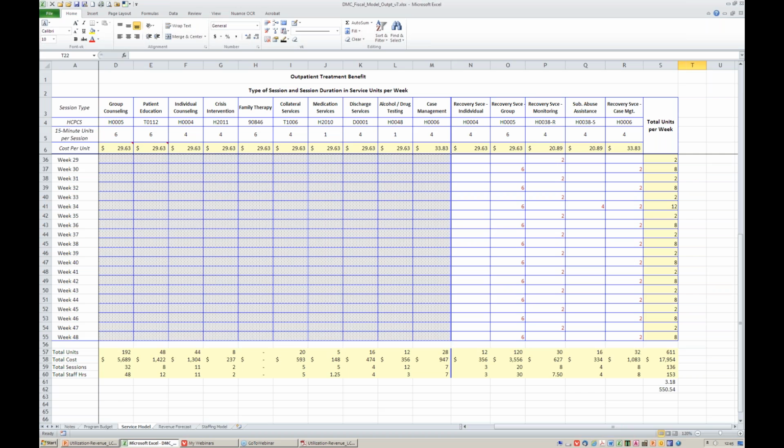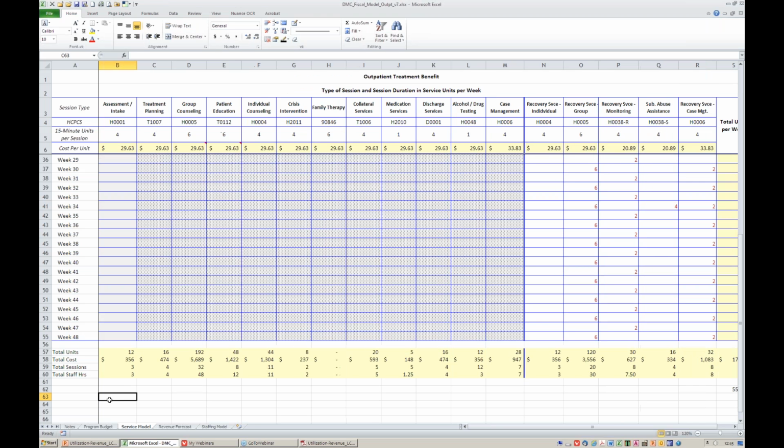And then everything gets totaled up down here at the bottom. So for assessment intake, it's 12 units total per client. That's 3 hours. It costs $356 at the $29.63 rate. It's 3 sessions and 3 staff hours because it's an individual session. It's one-on-one, so 1 hour is 1 session.